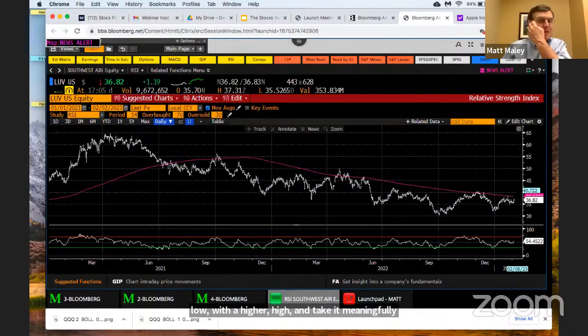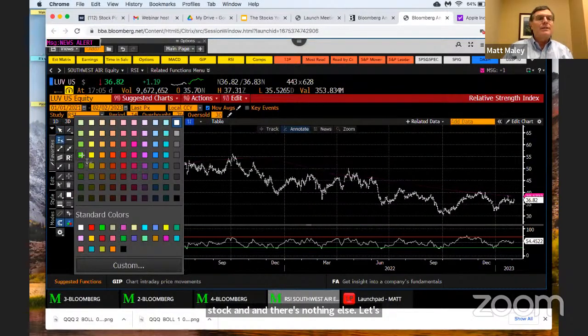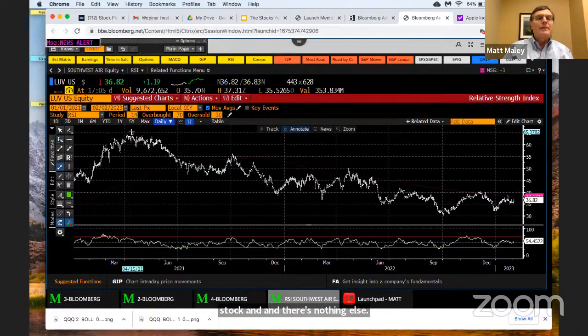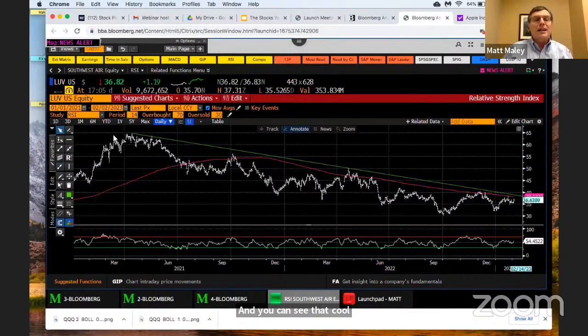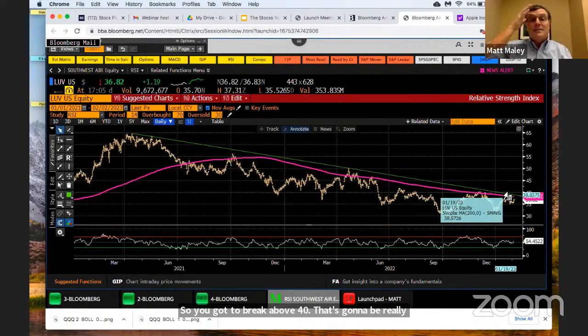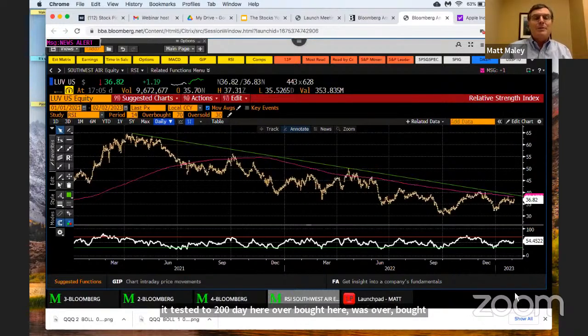Momentum players are going to come jumping into the stock. Let's make it green here, and bang. And you can see that, boom. I would also take it above its trend line going all the way back to 2021. So you've got to break above 40. That's going to be really good for this stock. And like I said, even though it's testing that resistance level, it's not overbought. See, it was overbought here when it tested the 200-day. Here overbought. Here was overbought. It's not overbought this time. So maybe this time will be the time it finally can go.